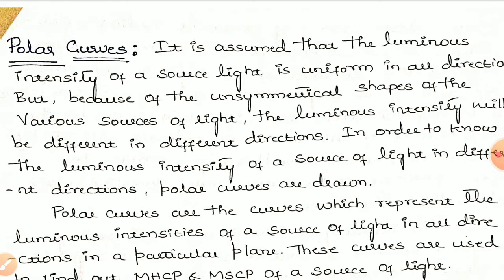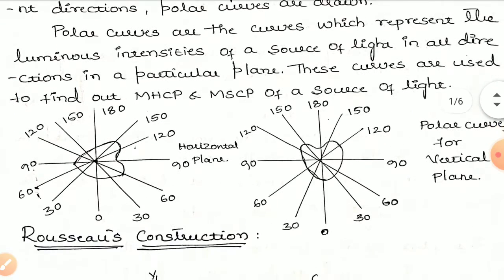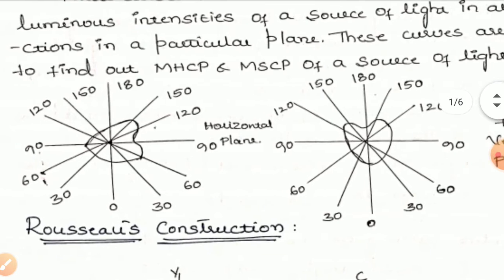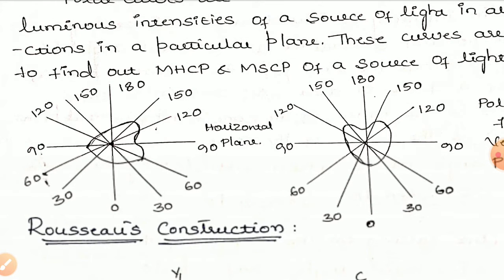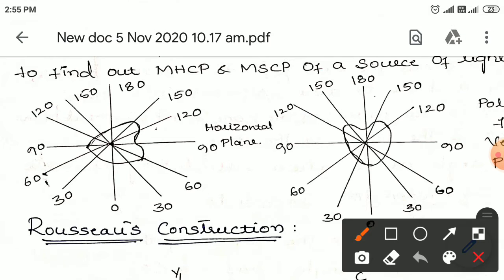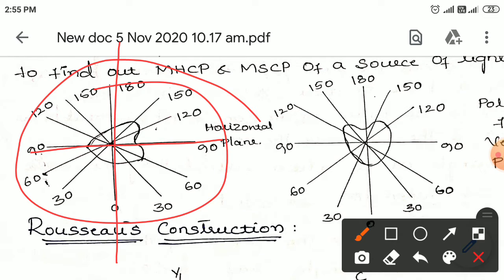So if the luminous intensity, that means the candle power, is measured in the horizontal plane about the vertical axis, right? Are you getting? The candle power is measured in a horizontal plane about the vertical axis, and the curve is plotted between the candle power and the angular position. So that is called a horizontal polar curve.